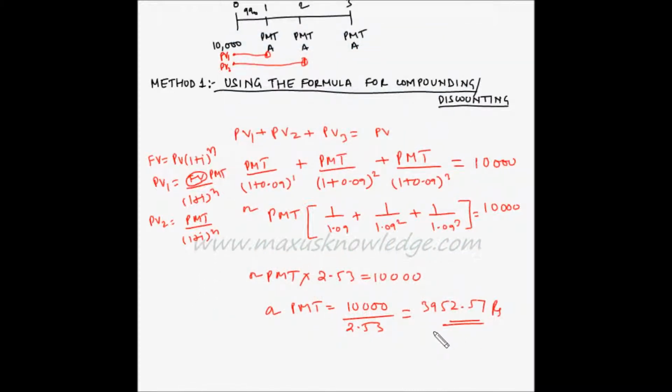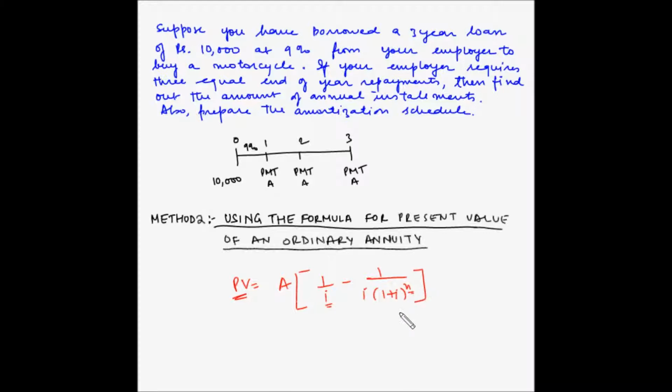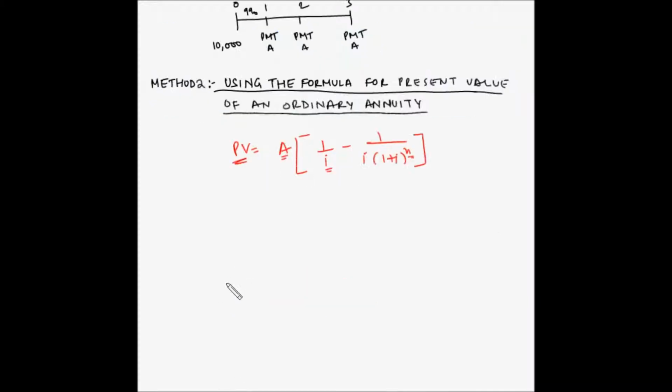Now let us move to the second method, which is to use the formula for present value of an ordinary annuity. Now the formula for finding the present value of an ordinary annuity is PV is equal to A into bracket 1 divided by I minus 1 divided by I into 1 plus I to the power n. Here we know the present value, which is 10,000. We know the value of I, we know the value of n, and we have to find the value of A, which is nothing but the payment amounts. So let's plug in the values.